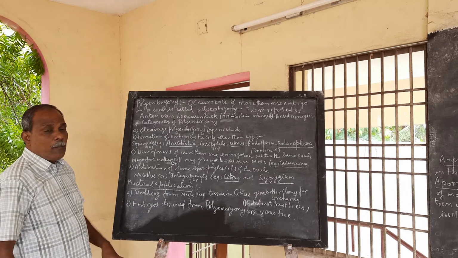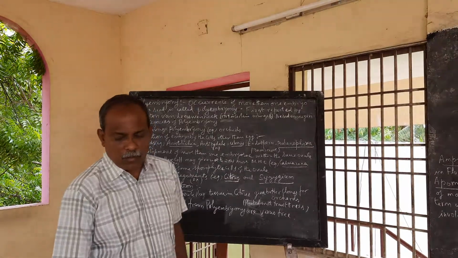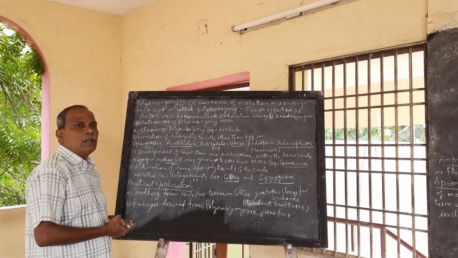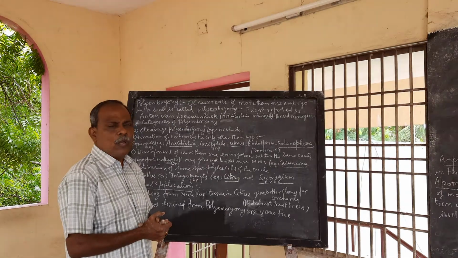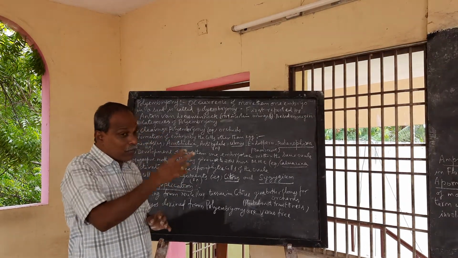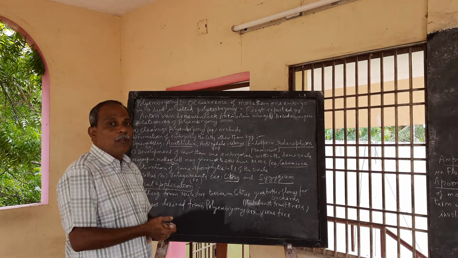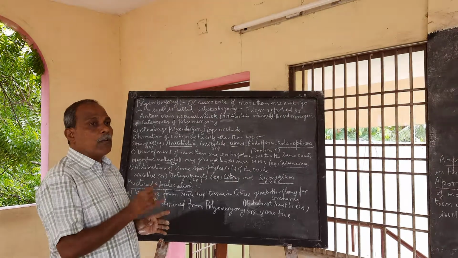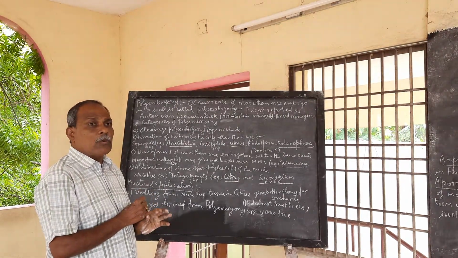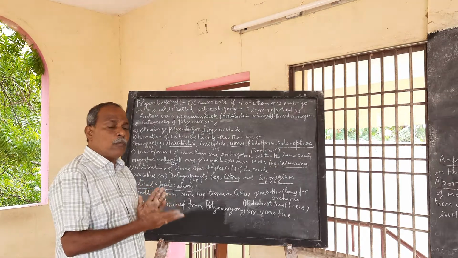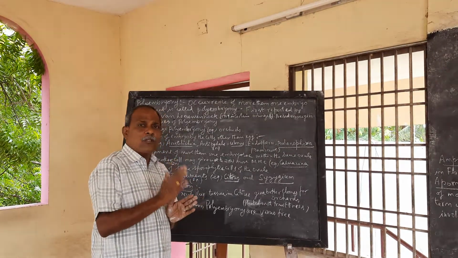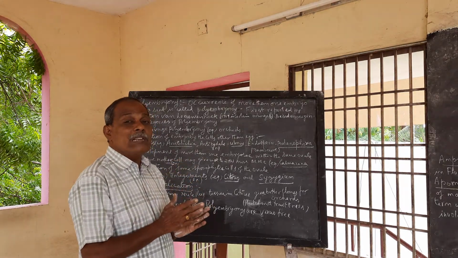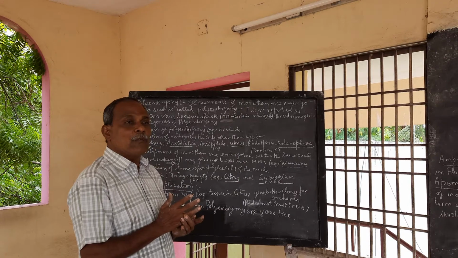Then next one, parthenocarpy. Last year we studied about it. What is a fruit? A fertilized, ripened ovary is called a fruit. After fertilization, the ovary develops into fruit; the ovary wall becomes pericarp and ovules become seeds. Parthenocarpy is the development of fruit without the act of fertilization. The ovary develops into fruit without fertilization. Such fruits are called parthenocarpic fruits, and they are seedless fruits.